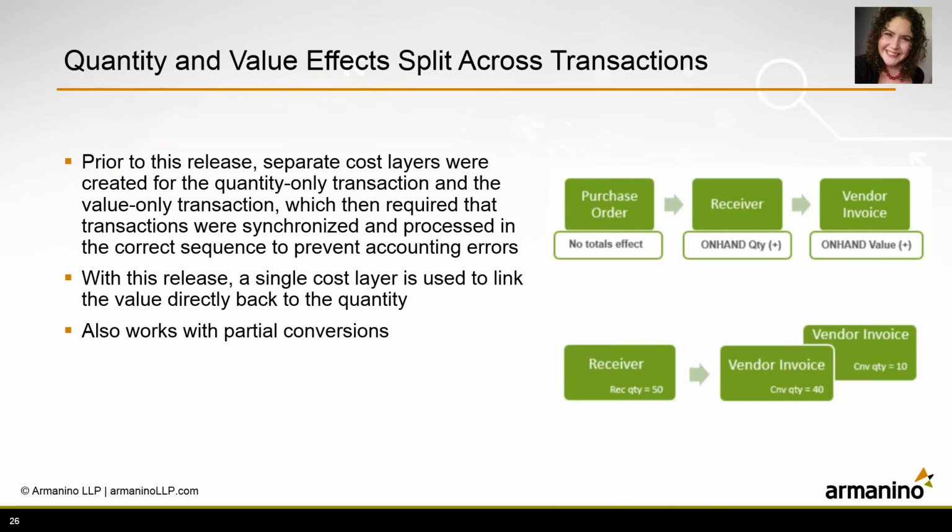For example, if your vendor invoices arrive well after you receive the goods into inventory, you might want to split the quantity and value effects across those transactions. Whereas if you almost always receive the goods and the vendor invoice together, you might want to put the quantity and value together on the vendor invoice so they are effective at the same time. So it's giving you a lot more flexibility so that you can match your actual workflow to how that's going to be reflected in terms of quantity and value in your system.